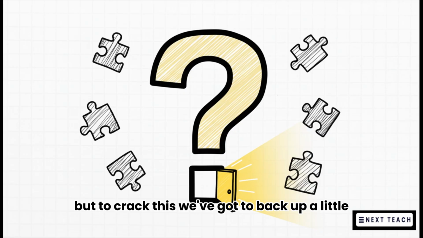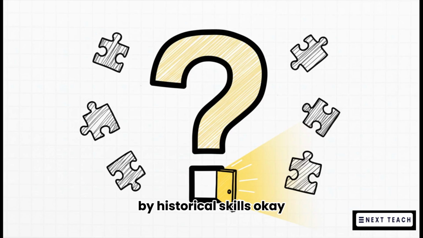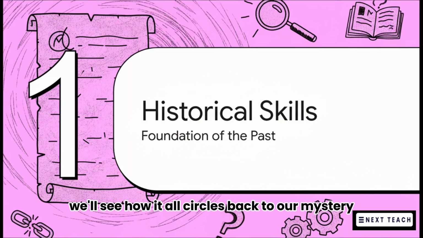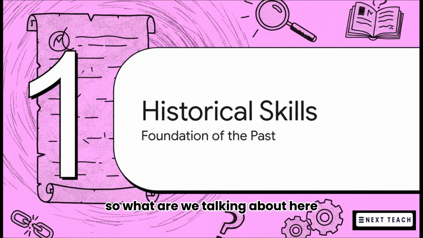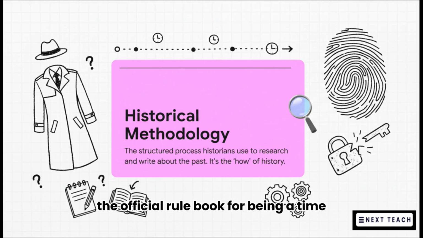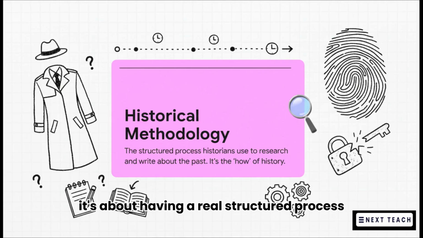But to crack this, we've got to back up a little and first get a solid handle on what we even mean by historical skills. Okay, so let's lay that groundwork. We'll see how it all circles back to our mystery. So what are we talking about here? Well, at its heart, historical methodology is basically the official rule book for being a time-traveling detective. It's not just about memorizing dates and names, right? It's about having a real structured process to figure out what actually went down.